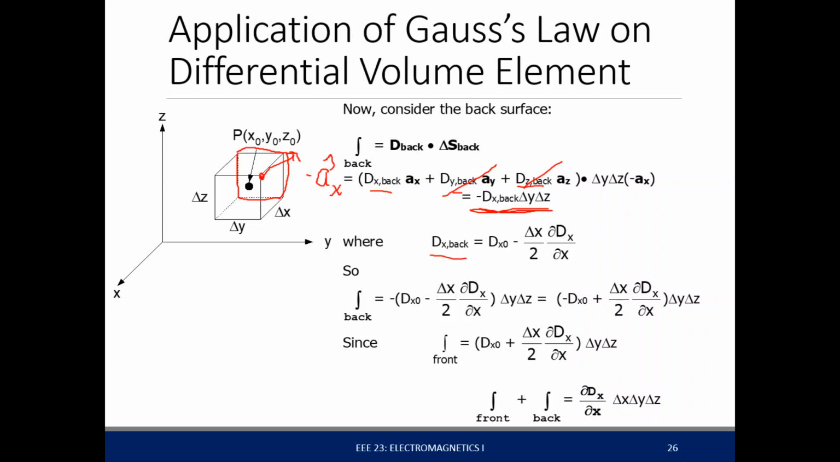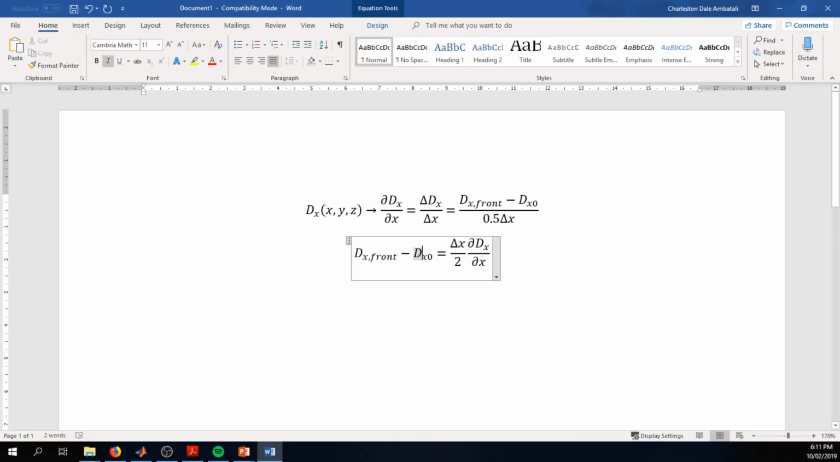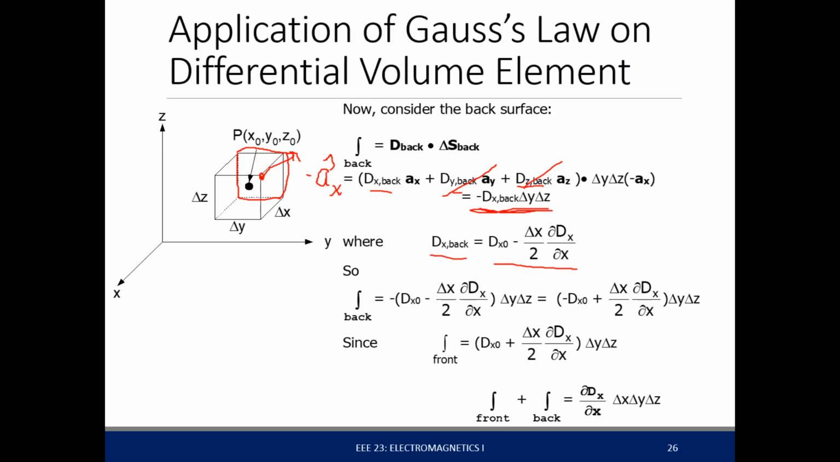And we have Dx back equal to, similarly, you can get the Dx back using the definition of your partial derivative like this. And when you plug in the values, it becomes negative delta x over 2. Why? Because the change between this point and this point is negative, since at the back side, the x coordinate is more negative than the point in the middle. So that is negative delta x over 2 times the partial derivative of your x component of the electric flux density.